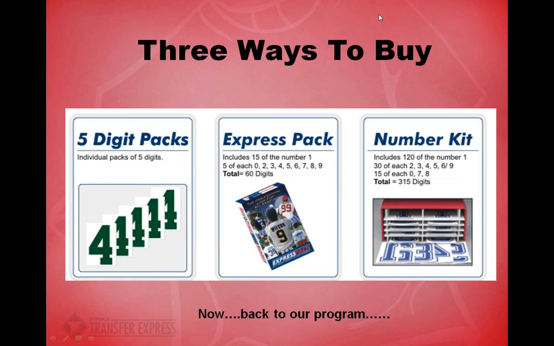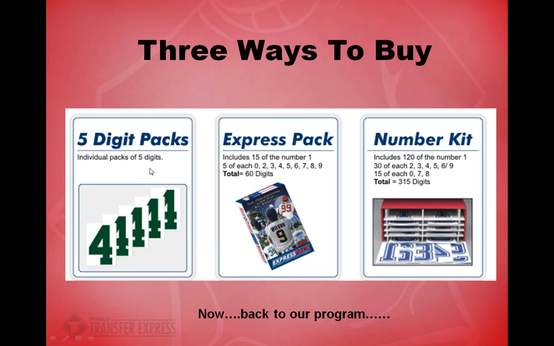So now back to our regularly scheduled webinar. There are 3 different ways to buy numbers. Again, these are just how we handle things here at Transfer Express. We offer 5-digit packs being the first way, meaning that if you order a pack of 4s, like you see in the example here, there will be 5 number 4s in that pack. So a pack of 1s has 5 number 1s, a pack of 2s has 5 number 2s, and so on.